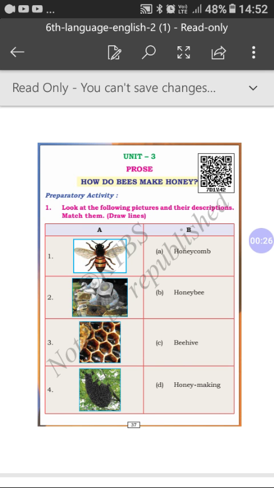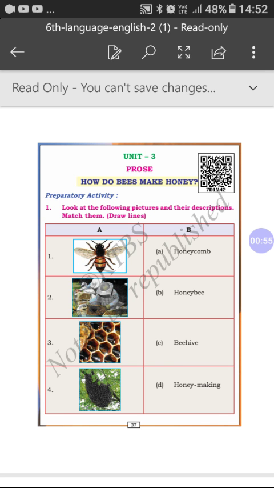Look at the following pictures and their descriptions. Match them. So, just look at the picture. Here you see the pictures of honey bee, honey making, and honey beehive. So you're going to match them with the concerned words. That is done on the page. When the notes will be sent, even you can see the answer. So but let's check out the answer once again.